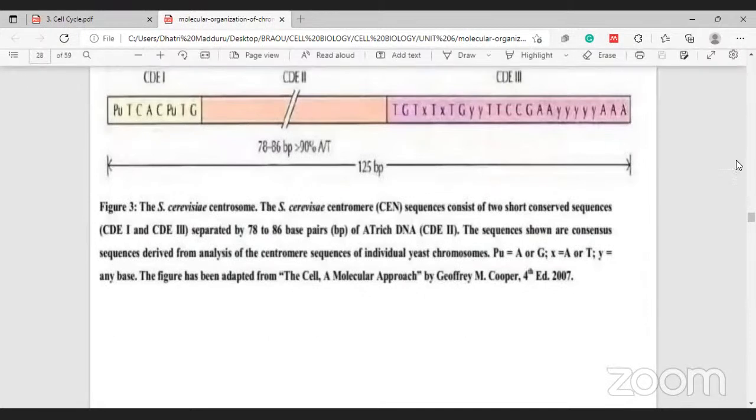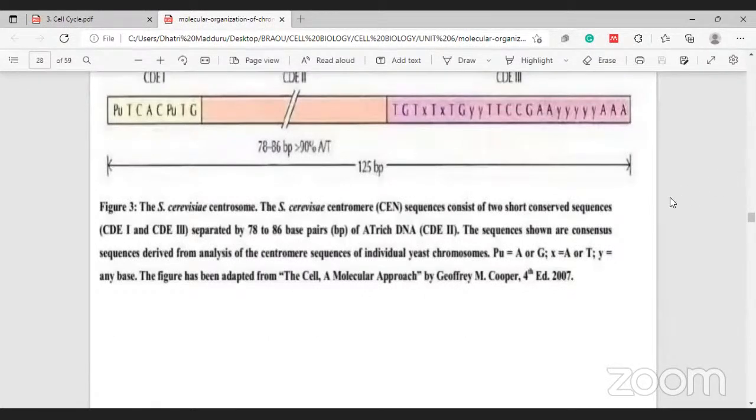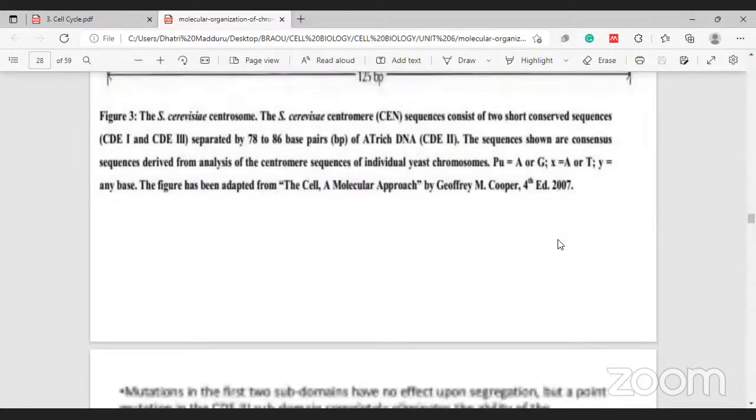So this is how it looks. This is just for your understanding. This is in Saccharomyces cerevisiae, that is yeast.